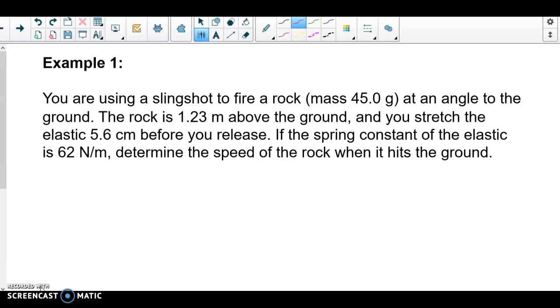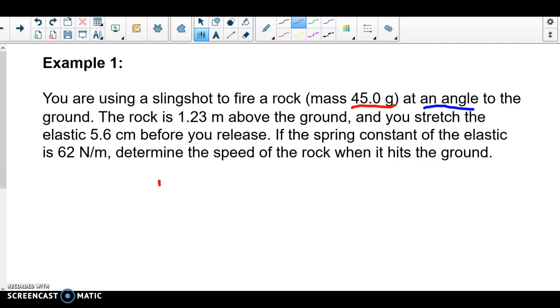So in this example, you're using a slingshot to fire a rock, which has a mass of 45 grams, at an angle to the ground. Notice that in the energy unit, we don't even care what that angle is, because when we're dealing with energy and conservation of energy, those are scalar quantities, so we don't actually care about the angle the rock is launched. The rock is 1.23 meters above the ground when you stretch the elastic 5.6 centimeters before you release it. If the spring constant of the elastic is 62 newtons per meter, determine the speed of the rock when it hits the ground.